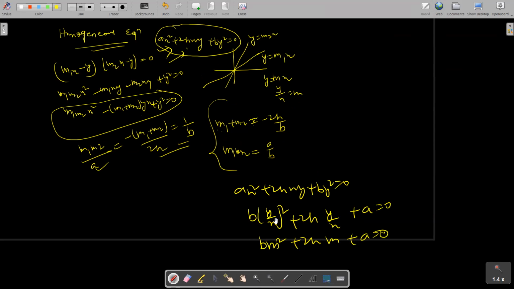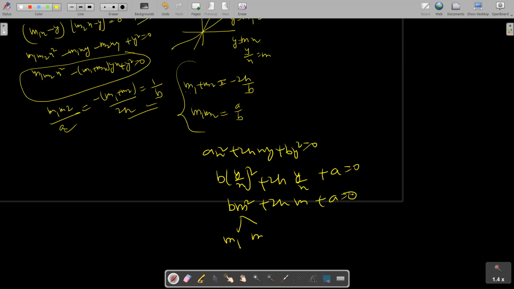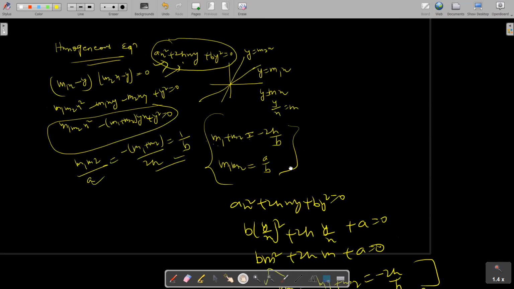This is quadratic in m. It will have two roots, m1 and m2. m1 will represent the slope of one line. m2 will represent the slope of the other line. Now you can find the sum of the roots. m1 plus m2 is minus 2h by b, and the product of the roots is a by b. We got the same thing over here. So both ways you can use, whatever is comfortable to you. Note it down.